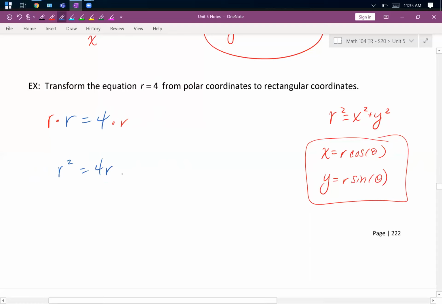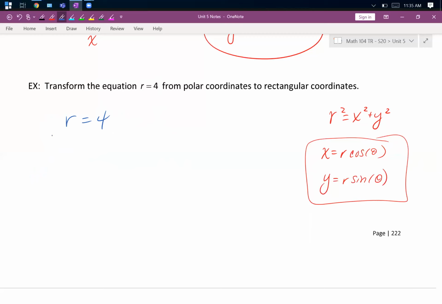So is there maybe something else we could do? That was a good idea. It worked before, right? Now why not try it again? What's another way other than multiplying both sides by r to transform an r into an r squared?